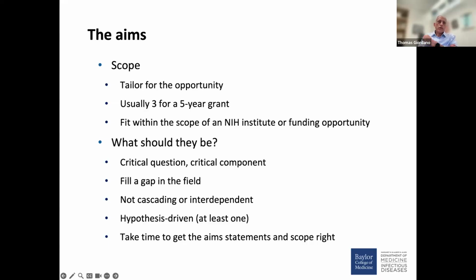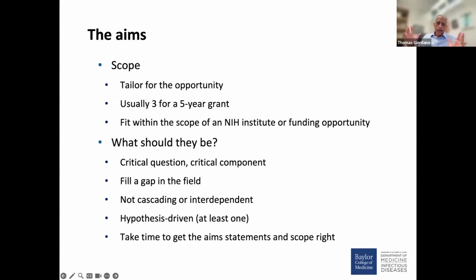Typically, it's 3 aims for a 5-year grant. I've reviewed hundreds of grants for NIH. I've reviewed a lot of grants that I'm part of or that colleagues are writing. 3 aims is by far the most common for a 5-year grant. There's something psychologically compelling about 3. 2 is not enough. 4 may be too much. 3 is a very common scenario for the number of aims.